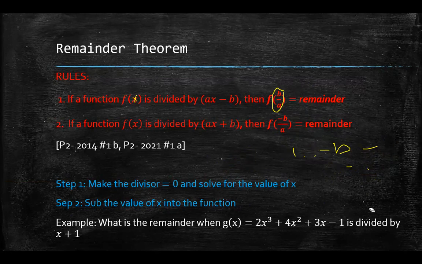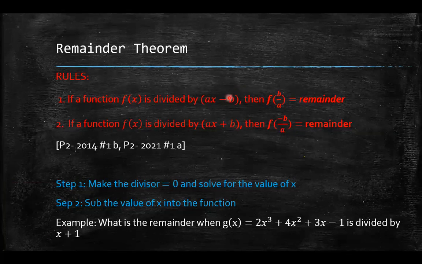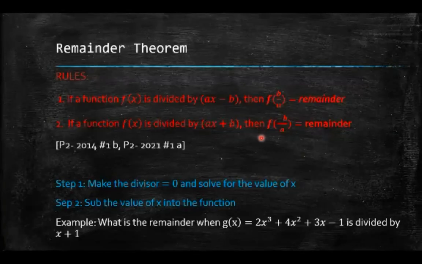Okay. Similarly, if you're given a divisor in the form ax plus b, so I'm telling you now, the divisors would always look like this: ax minus b or ax plus b. That's the form they would give you, right? It's called linear form. It would always look like that. And that's why you could follow the rules.